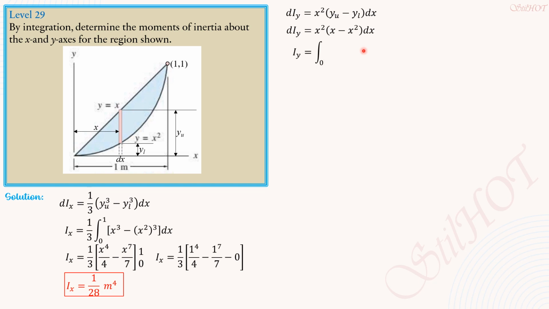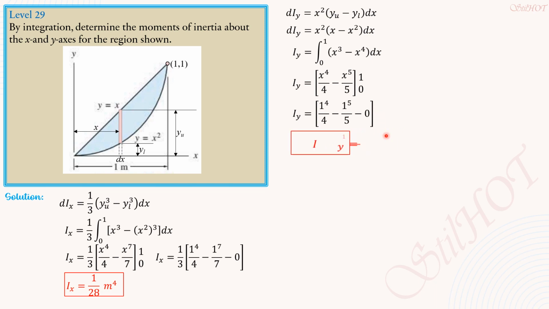Iy therefore is integral 0 to 1 of x cubed minus x to the 4th dx. And Iy is quantity x to the 4th over 4 minus x to the 5 over 5 from 0 to 1. So Iy is quantity 1/4 minus 1/5 minus 0. So Iy is 1 over 20 meter to the 4th.